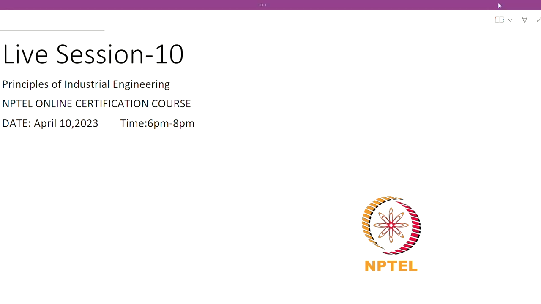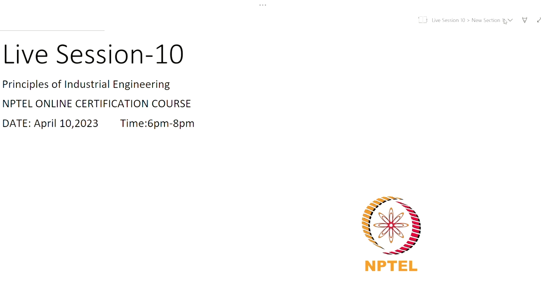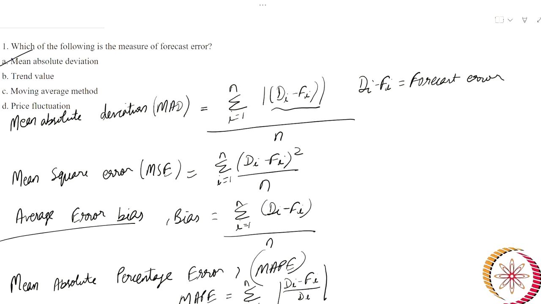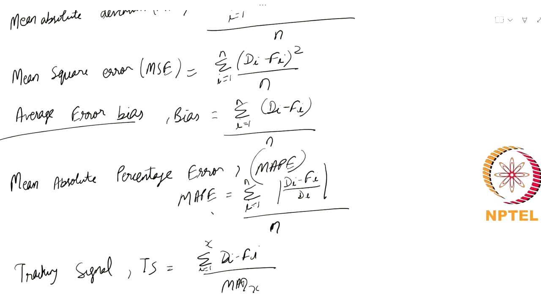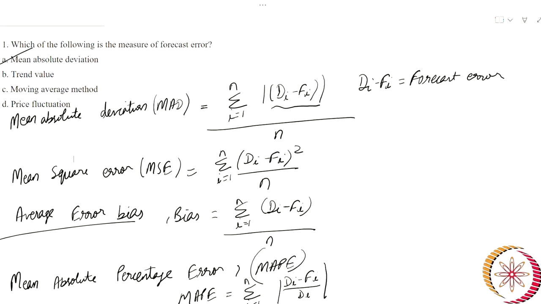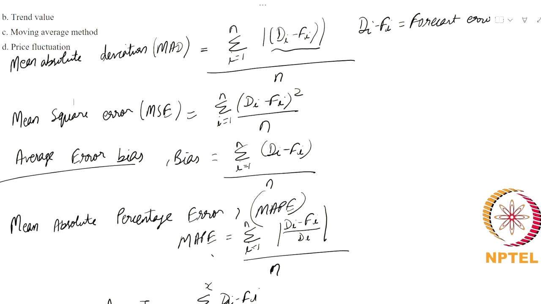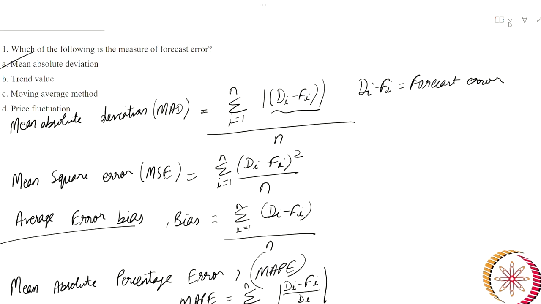In the 10th session we discussed the mean absolute deviation, mean square error, average error, bias, mean absolute percentage error, and tracking signal. So these are the formulas for all these errors.